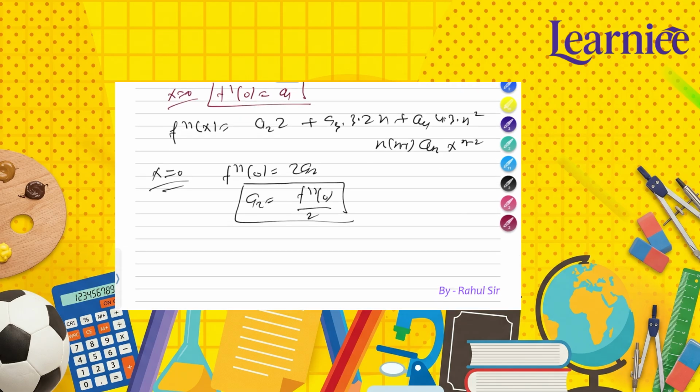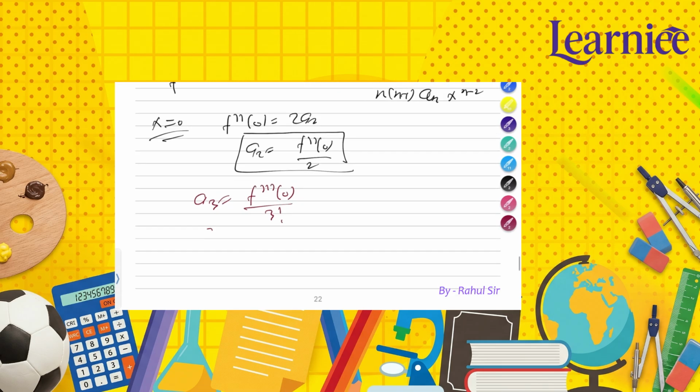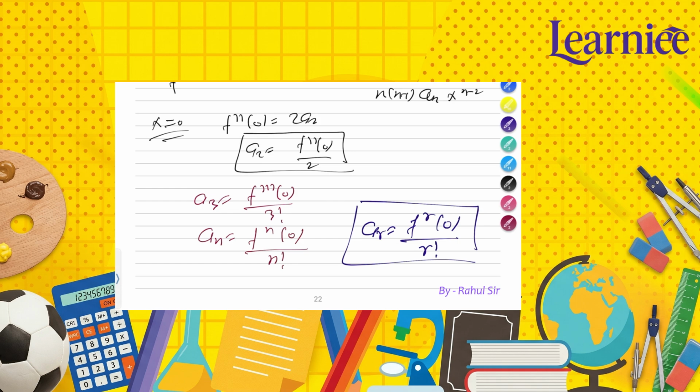Similarly, we can find a3 is f triple dash 0 upon 3 factorial, and the nth coefficient will be f differentiated n times, substitute 0, upon n factorial. In general, any coefficient r term will be f differentiated r times, substitute 0, upon r factorial. This is how we find the coefficient of any polynomial.